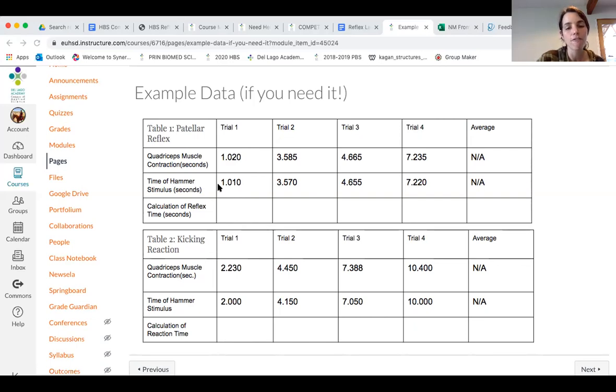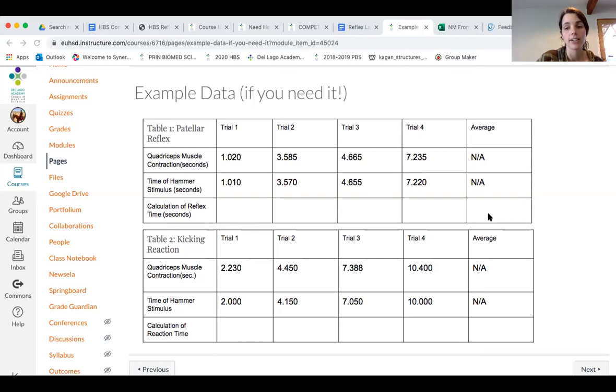This is how fast that impulse traveled from the point where, let's say, the hammer hit the knee to the point where the leg actually kicked. So if we were to do this, 1.020 minus 1.010, I would get 0.010 seconds, as in 1/100th of a second. Very, very fast. Okay, do all these, and then you would calculate your average.